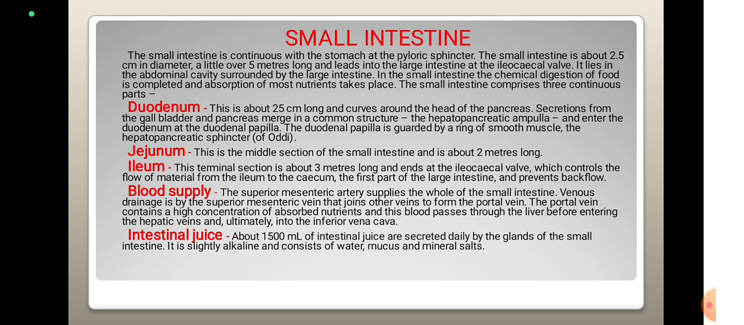Intestinal juice. About 1500 ml of intestinal juice are secreted daily by the glands of the small intestine. It is slightly alkaline and consists of water, mucus, and mineral salts.